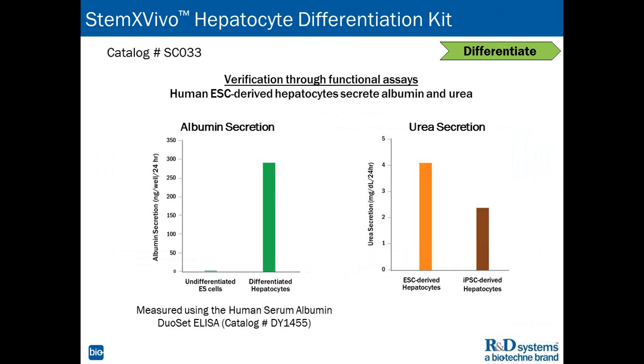Really, ultimately, what's extremely important with hepatocytes is making sure that they're able to be functional, and here are a couple different assays where we're able to assess that. We're able to see albumin secretion as detected by ELISA, comparing undifferentiated embryonic stem cells to differentiated hepatocytes, as well as urea secretion, as you can see on the right-hand side, of both embryonic stem cell-derived and iPS-derived hepatocytes.